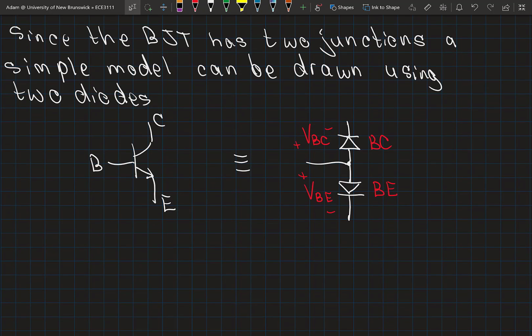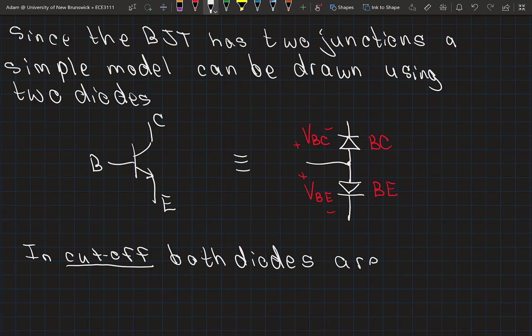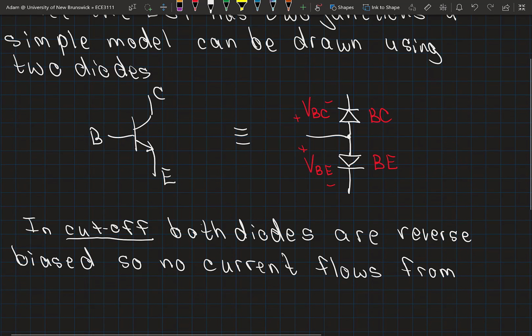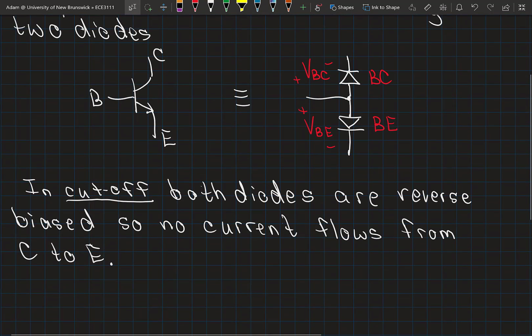Okay, so if we return to think about the different operating modes, we know that in cutoff, both diodes are reverse biased. And as such, we can assume that there's no current flowing between the collector and emitter, right? Because we know that for a reverse bias diode, the reverse current is negligible, and only due to that drift current, which is very small. So we'll assume that in cutoff, both diodes reverse bias, no current.